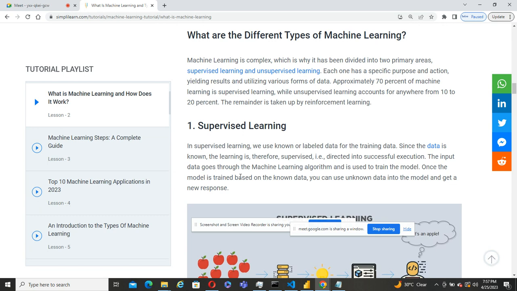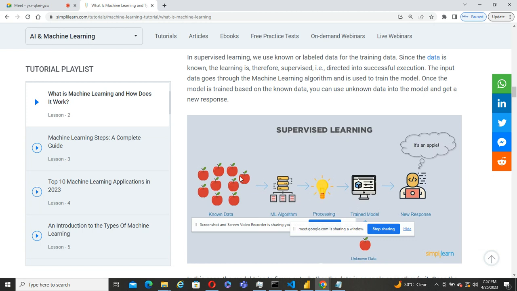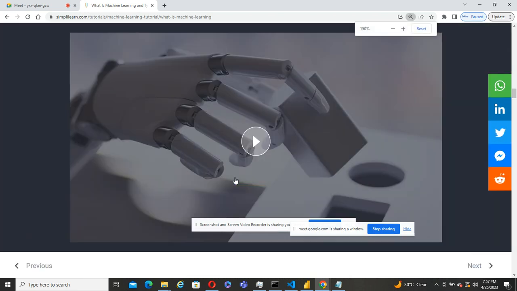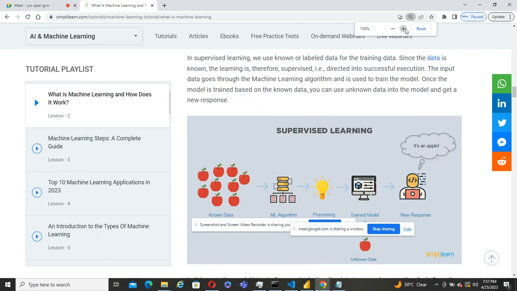In fact, machine learning is very complex. So that's why it's being divided. Now, quickly, let's touch on supervised machine learning. Please, if you don't understand anything, draw my attention. I want to increase the size so that you can see from my screen.